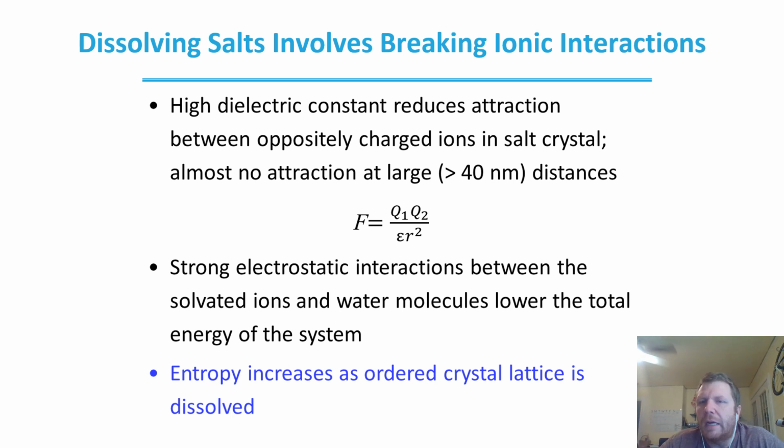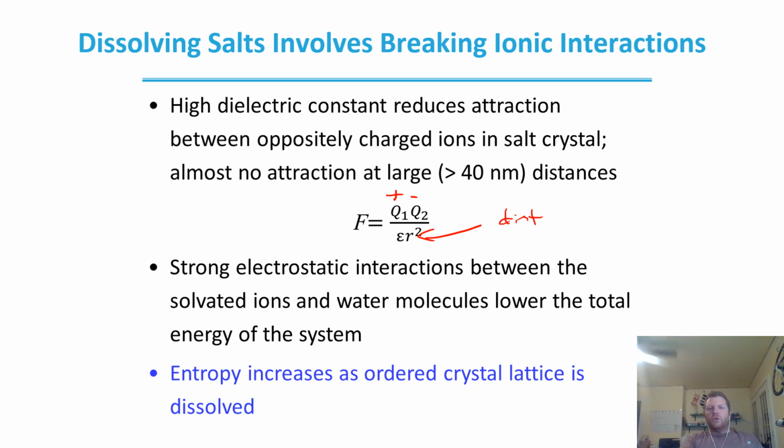Dissolving salts involves breaking ionic interactions, so a high dielectric constant reduces attraction between oppositely charged ions in a salt crystal. So almost no attraction exists whenever you have a large distance. And I know that we don't really look at this in Gen Chem 1. I'm not sure what class you would necessarily look at it, but this right here is looking at oppositely charged ions, a positive and a negative, and our denominator here is talking about the distance ultimately that we get these two ions away from one another.